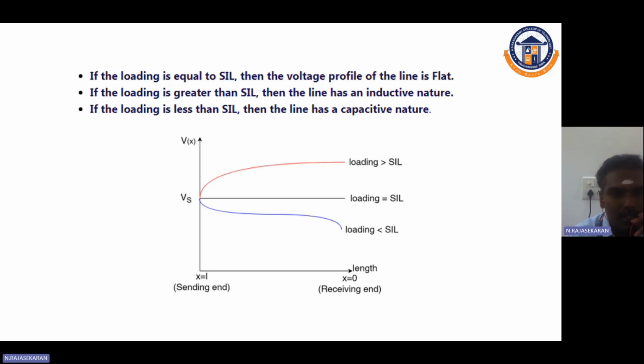Also, surge impedance loading is related to voltage and the length. If the loading is equal to surge impedance loading, then the voltage profile of the line is flat. Suppose the loading is greater than surge impedance loading, then the line has inductive nature. Suppose the loading is lesser than SIL, the line has capacitive nature.